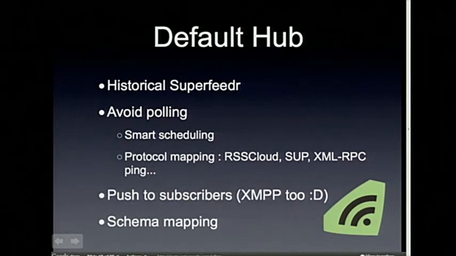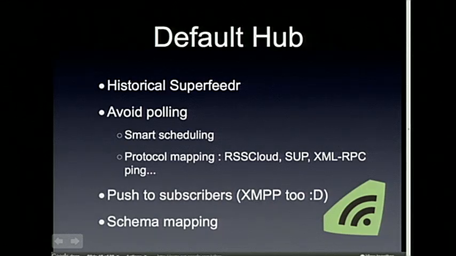So we implemented RSS Cloud, SUP, which is a protocol that was made by FriendFeed, XML RPC, and a few other things. We do push to the subscriber, pretty much exactly what Brett described. And we also do XMPP, which Brett just trashed, but it's actually a great protocol. It has definitely some pretty steep learning curve, I would say. But once you get it, it's pretty powerful.